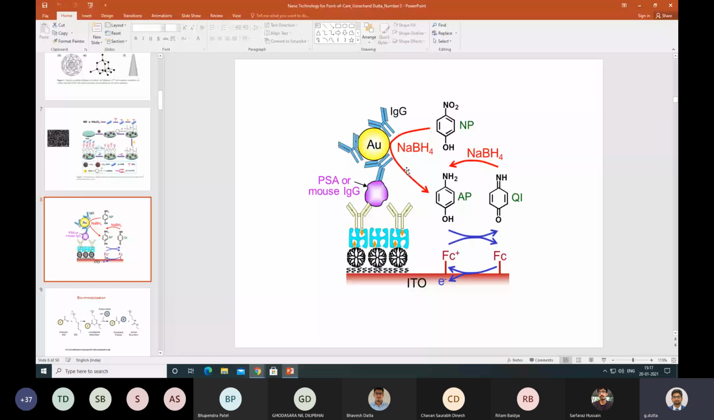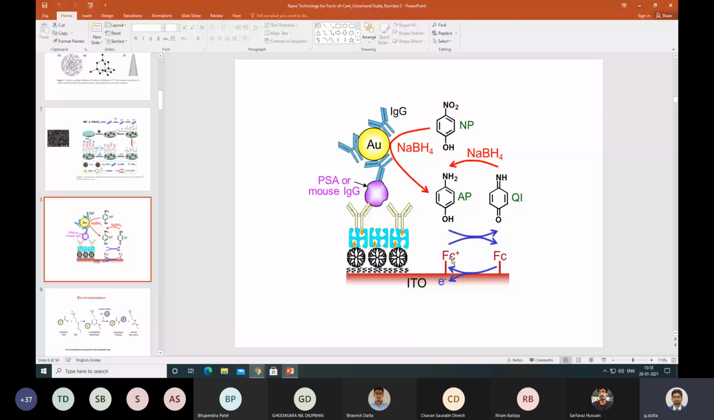Background means if there is no gold, meaning there is no target, then gold cannot be immobilized on the surface. Then whatever current you are getting by the help of nitrophenol and Fc plus, that is background, because AP will not be there. In the absence of AP, because of NP and Fc plus, you will get a little bit of current. That is called background current. And what is the signal? Signal is after immobilizing the target, you will get gold, and whatever current you are getting, that is signal. Because of this conversion, you will get a higher amount of current than background.